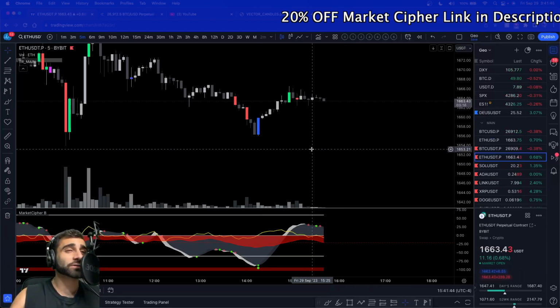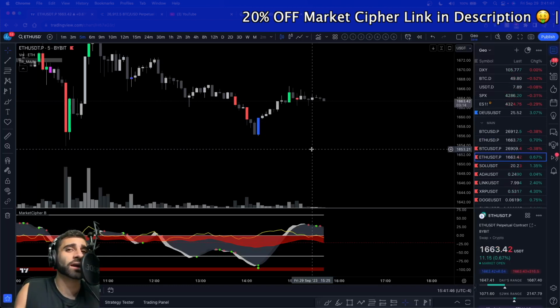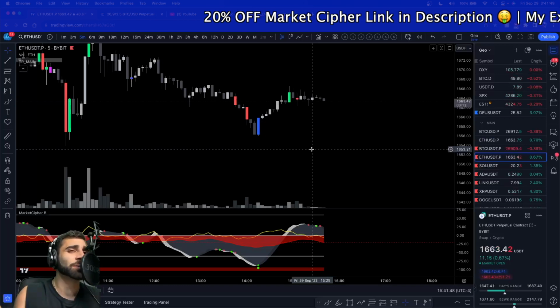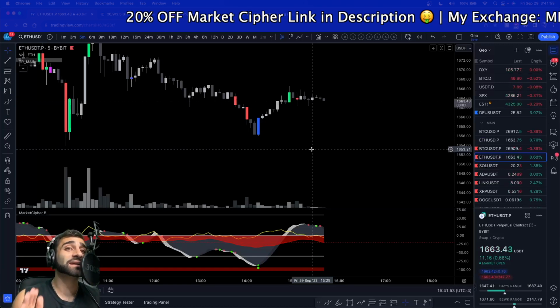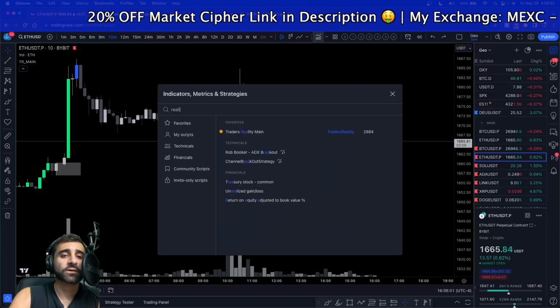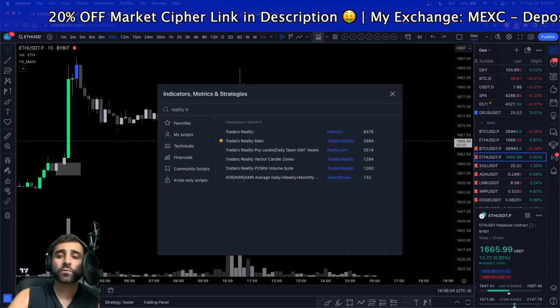We're talking about vector candles, my favorite word in all of trading. And guys, this indicator, there's no such thing as a magic indicator, but if there were a magic indicator, this would be it, because this is a hack. So this indicator is called Trader's Reality Main.